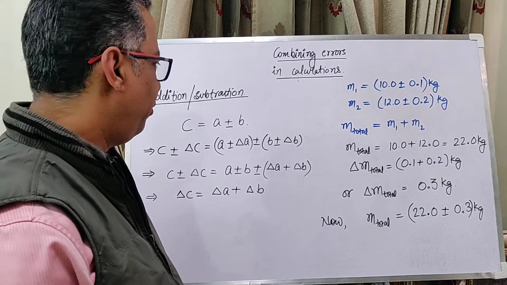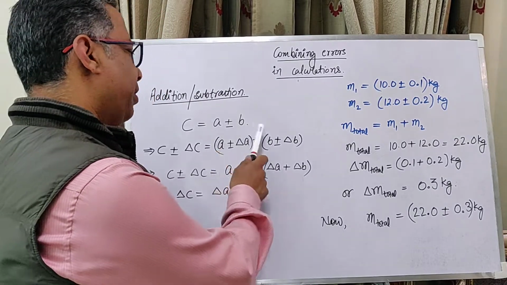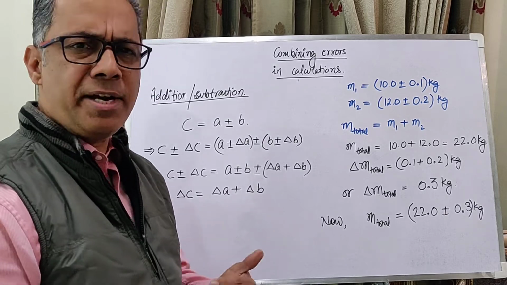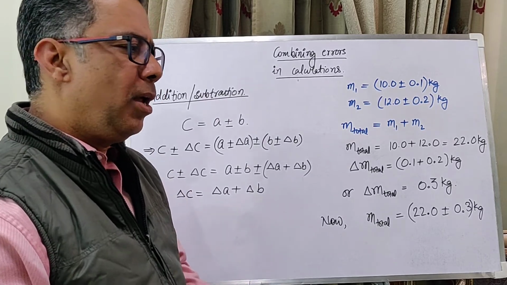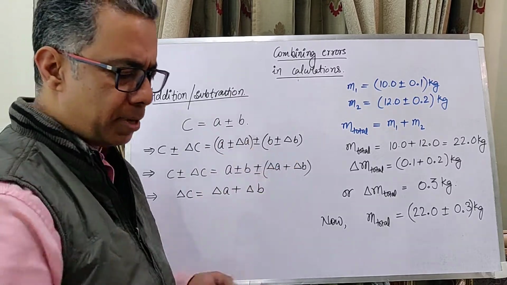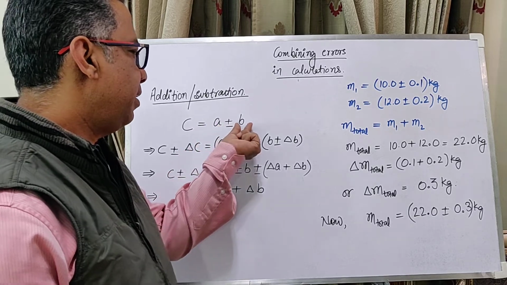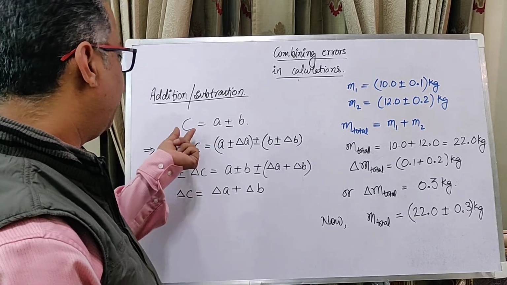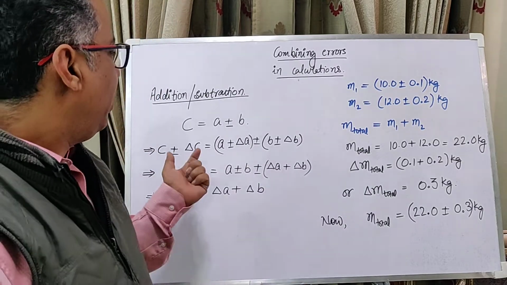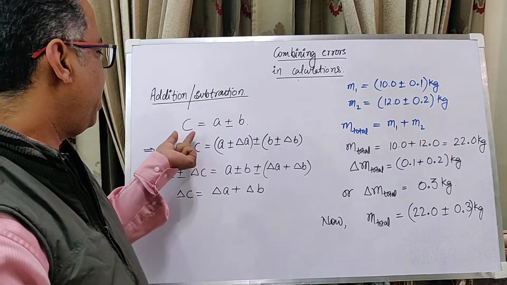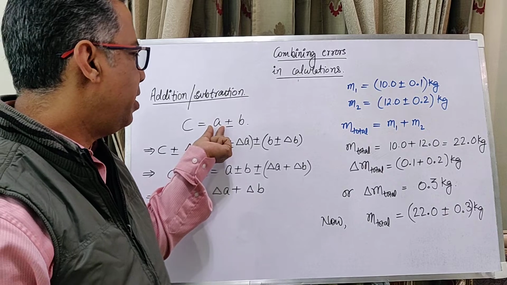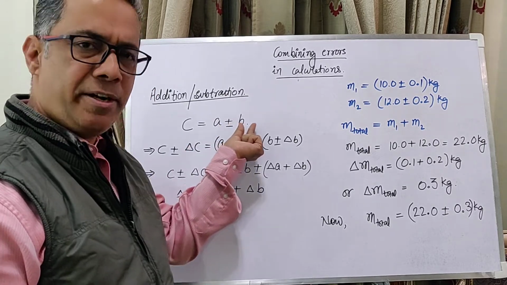In physics, very often we add, subtract, multiply, divide physical quantities to arrive at certain results. Now when we make these calculations, for example this addition or subtraction here, if these quantities A and B have errors in them, the calculated value of C will also have some error in it. And we are going to now learn how to estimate the error in a calculated quantity if the quantities used for calculating it have errors in them.